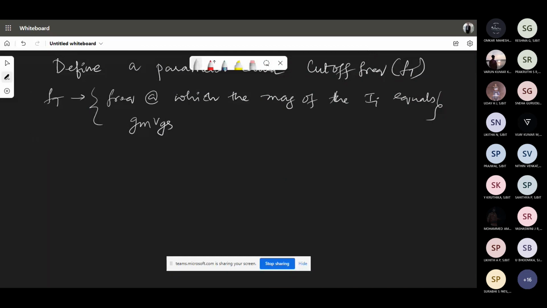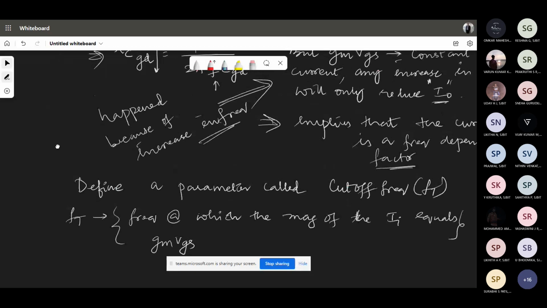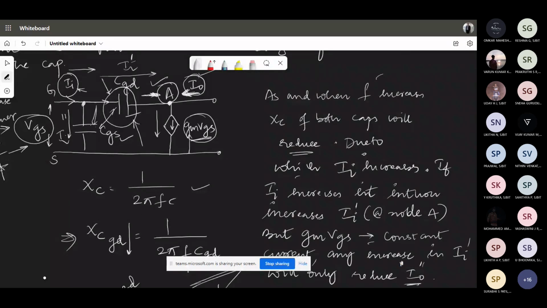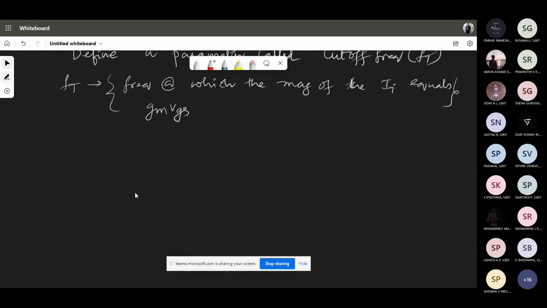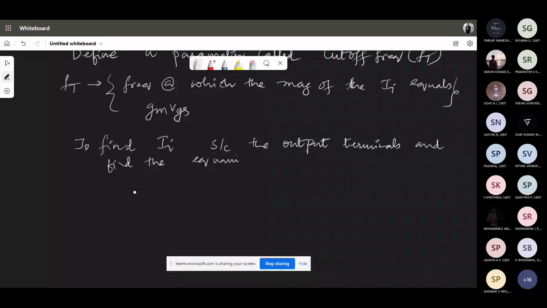So what is the equation for Ii that I can write now? Look at this circuit that we have written. If I want to find Ii here, I'll have to find the total impedance or the resistance offered by the circuit and the voltage applied at the input side. So to find Ii, short circuit the output terminals and find the equivalent impedance of the circuit.